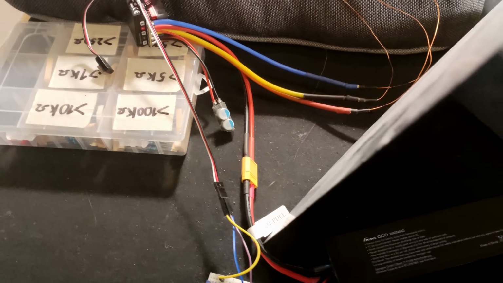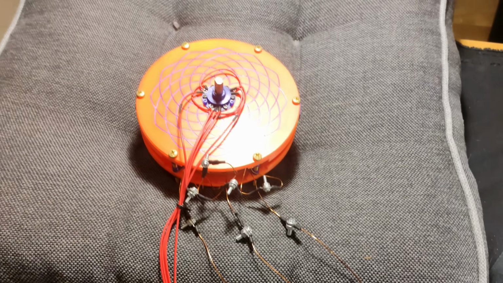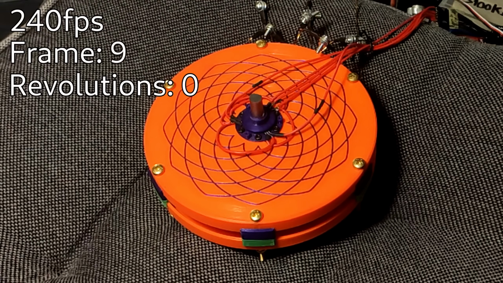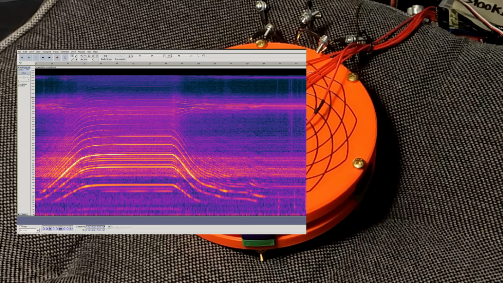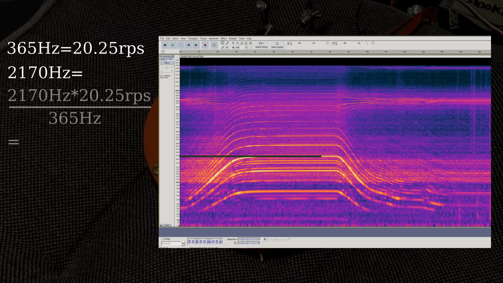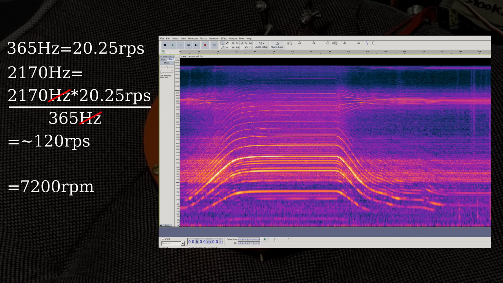I set up a makeshift blast shield and tested out the maximum speed of the motor. I took a sound recording of the motor while filming it in slow motion, and since the sound pitch the motor emitted is directly proportional to the speed of the motor, then I could calculate the speed of the motor at max throttle. So, if 365 Hz corresponds to 20 and a quarter revolutions per second, then 2170 Hz would mean that the maximum speed of the motor was around 120 revolutions per second, or 7200 revolutions per minute.